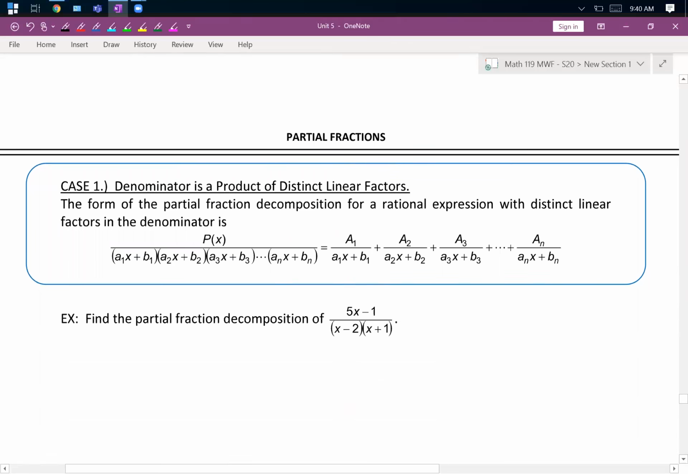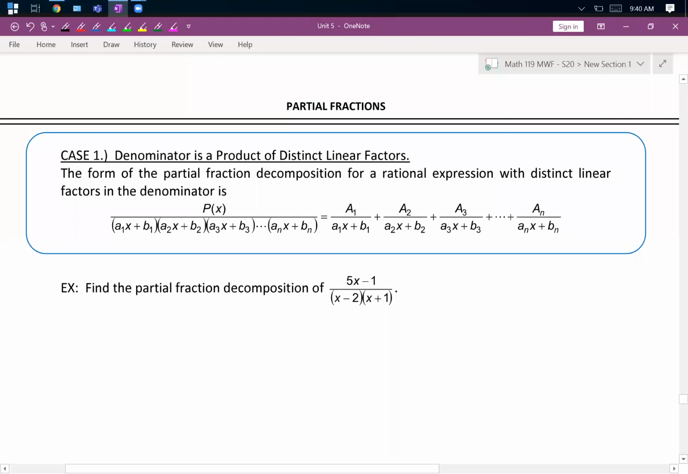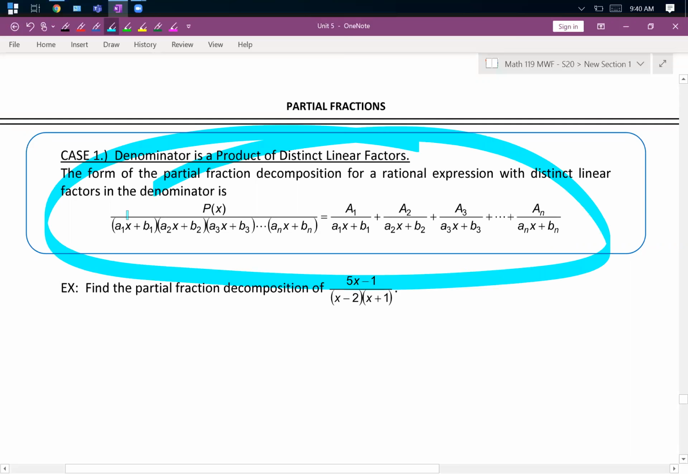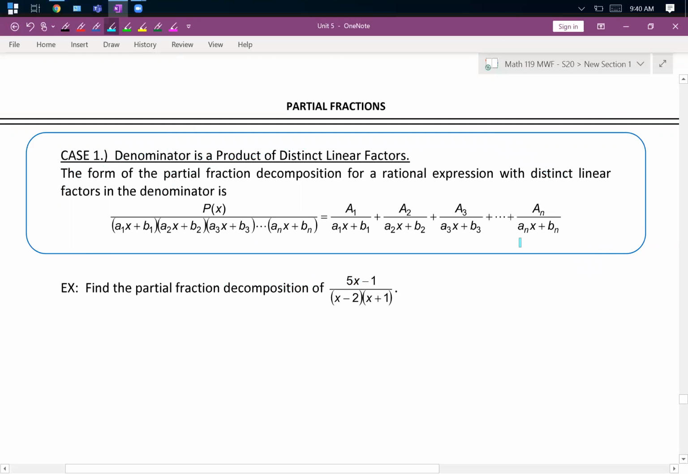So let's go with the first case, where the denominator is a product of distinct linear factors. I feel like all this looks so crazy, but I'm just going to tell you words and then it will make more sense. This is where our denominator can be rewritten as the product of different linear factors. So maybe we have, well, yeah, I guess there it is. We'll just do this one. x minus 2 and x plus 1.